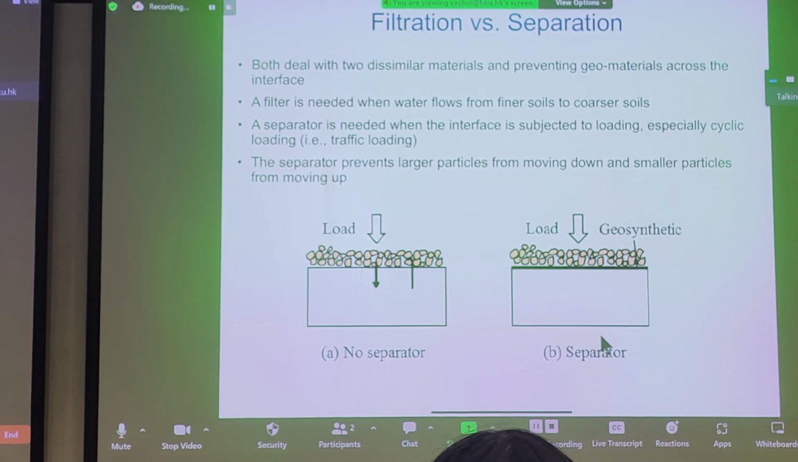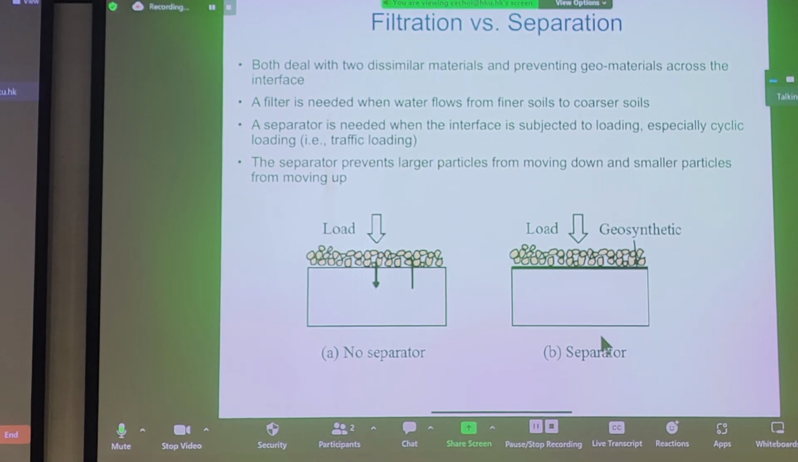For a separator, you need it when the interface is subjected to some sort of cyclic loading. So it could be a highway. When car tires pass over a thick embankment, you get cyclic loading. And the cyclic loading can cause a migration of particles among different types of layers underneath your foundation. So the difference between filtration and separation is that with a filter, you're dealing with water flow. With the latter, you're dealing with cyclic loading.